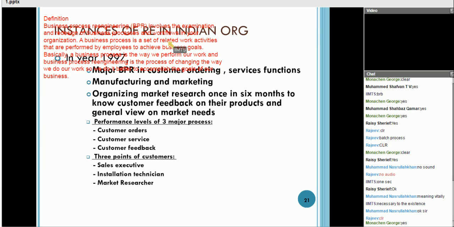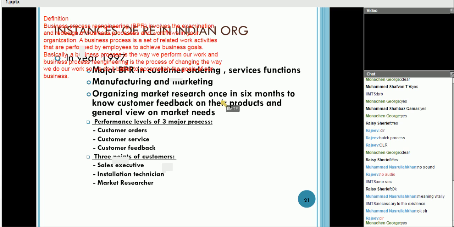So let's see some further history in Indian organizations. Instances of re-engineering in Indian organizations. In the year 1997, major business process re-engineering in customer ordering services functions was introduced. Manufacturing and marketing, organizing market research once in 6 months to know customer feedback on their products and general view on market needs. Performance levels of 3 major processes. Number 1, customer orders. Number 2, customer service. Number 3, customer feedback. 3 points of customers. Number 1, sales executive, then installation technician, and then market researchers.